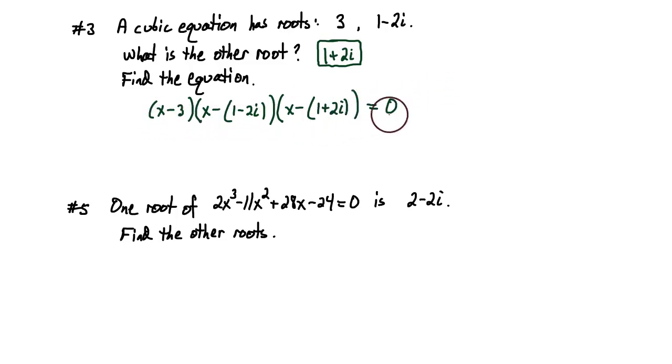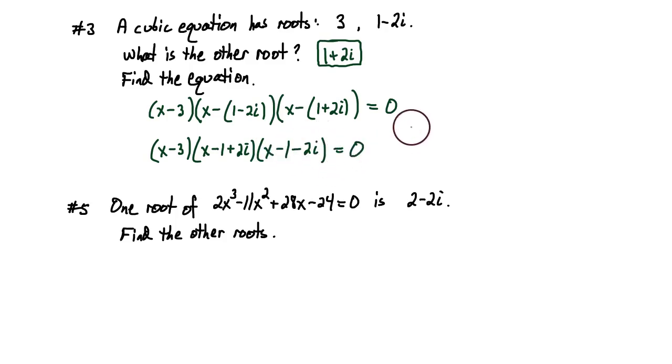Here's the equation, but we can simplify it up a little bit in the parentheses. This is x minus 3, and then inside here it's x minus 1 plus 2i. And then in these parentheses, it could be written as x minus 1 minus 2i. And that's equal to 0. So here is the equation in factored form.